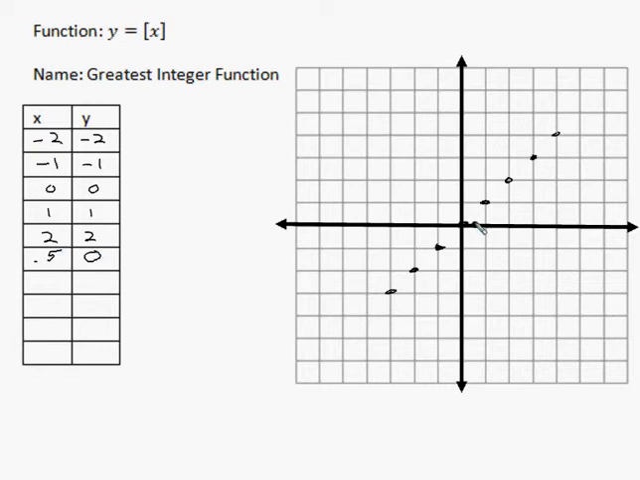0.5, 0. What about 0.75? Well, that rounds down to 0 too, because we always round down. All right, so it looks like everything between 0 and 1 would round down to 0. So between 0 and 1, you would have 0. So we would have a thing here, but what about 1?